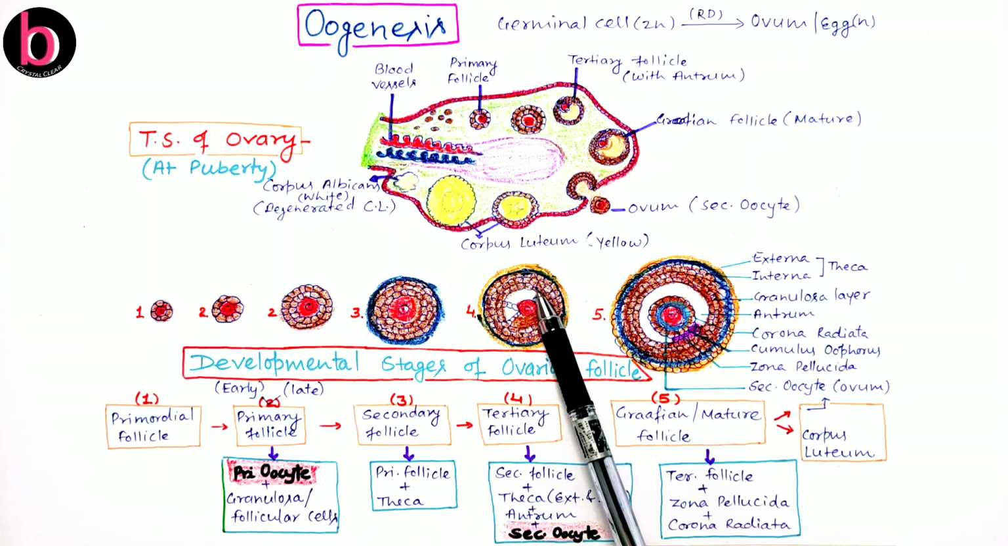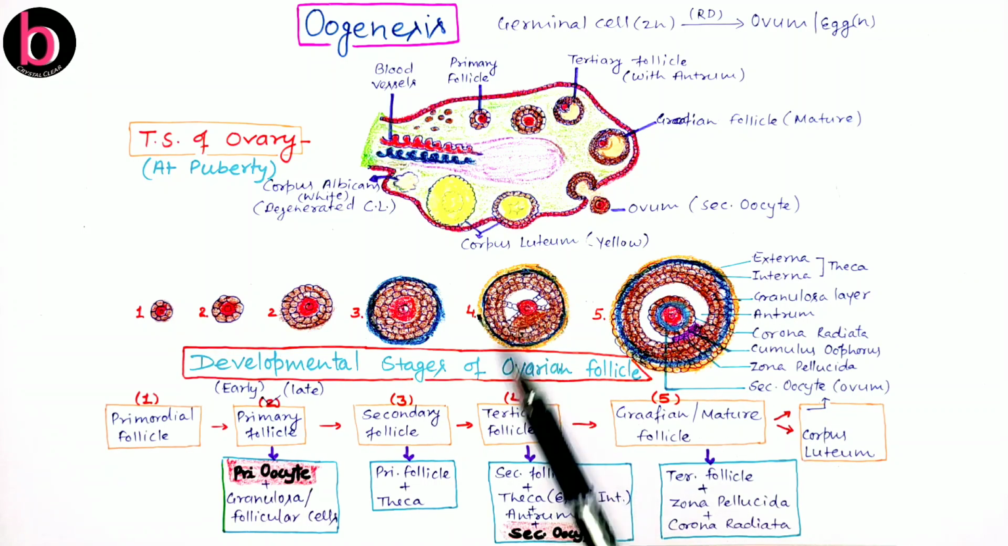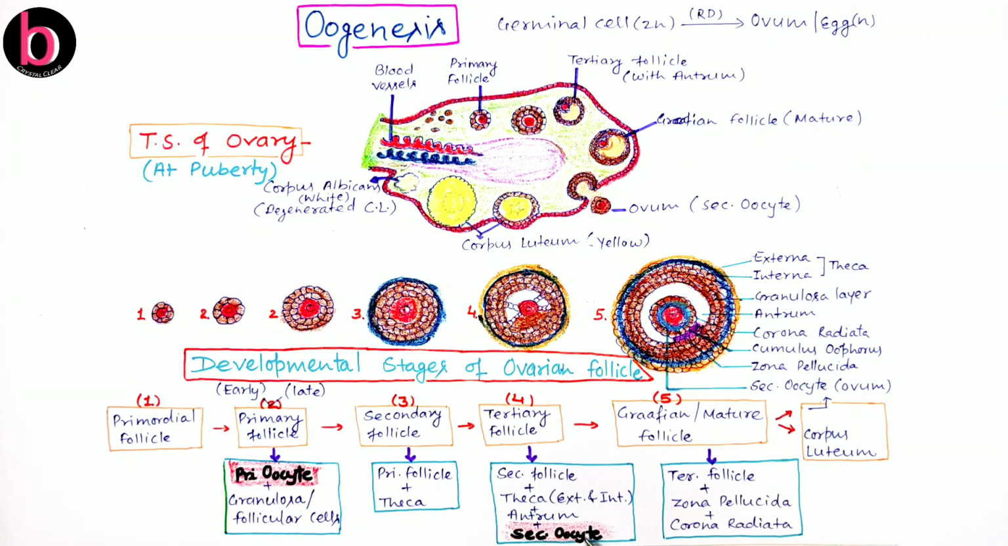With time, there will be loss of a few granulosa cells and development of a cavity. That cavity is known as the antrum cavity, and it is filled with a liquid known as liquor folliculi. So in this space the liquid is filled, and this liquid is secreted by the granulosa cells. Now at this time the primary oocyte, after meiosis 1, is converted into the secondary oocyte.